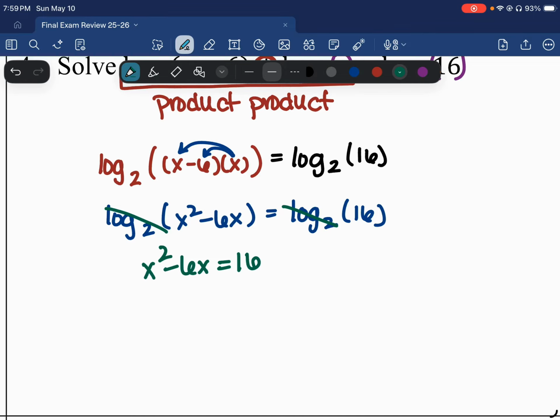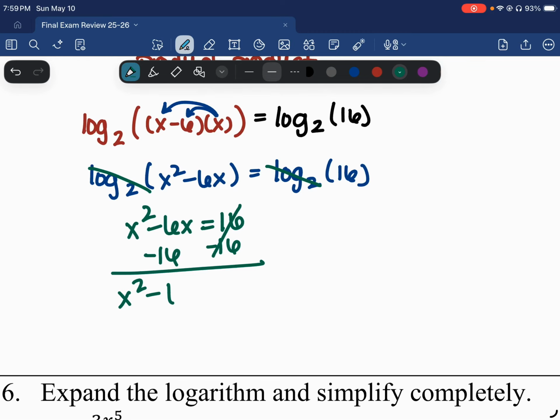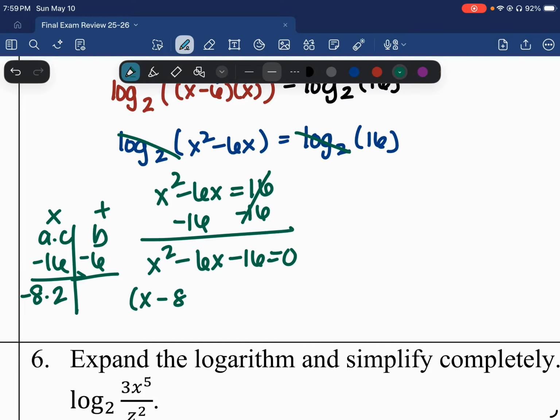This is a quadratic, so we're going to try to solve by factoring. We end up with a value of 1 for x squared, b of negative 6x, minus 16 equals 0, and we're going to attempt to solve by factoring. A times c will be negative 16, b is negative 6. So we need two numbers that multiply to negative 16, but also add to negative 6. We end up with negative 8 times 2. And that will produce our factors.